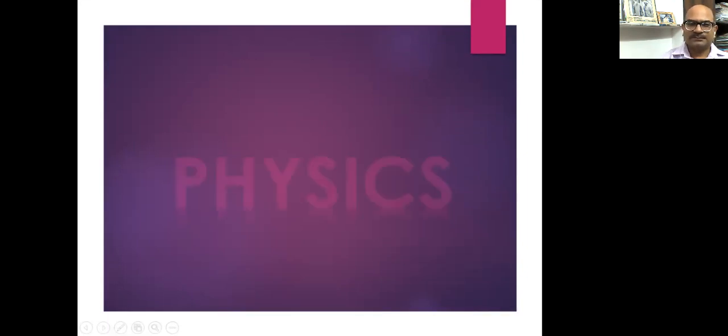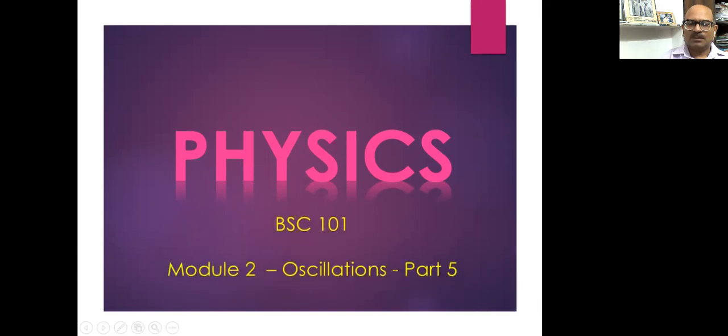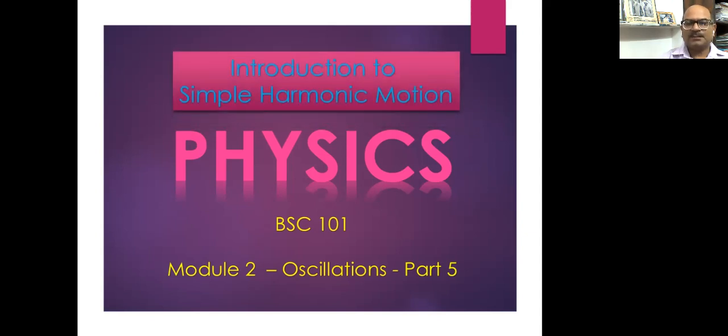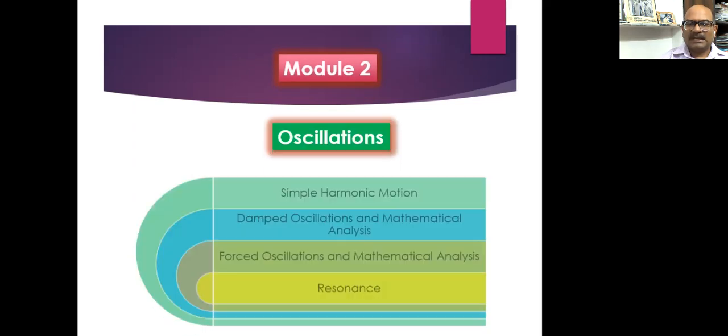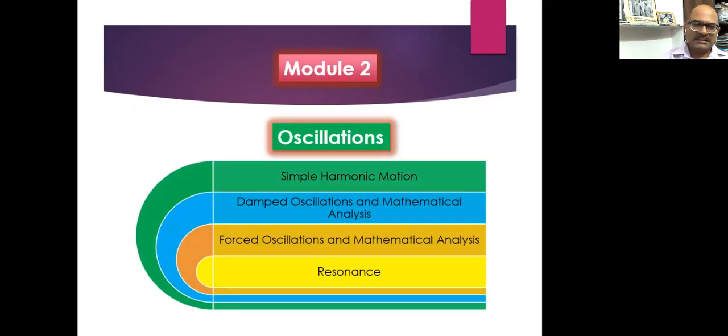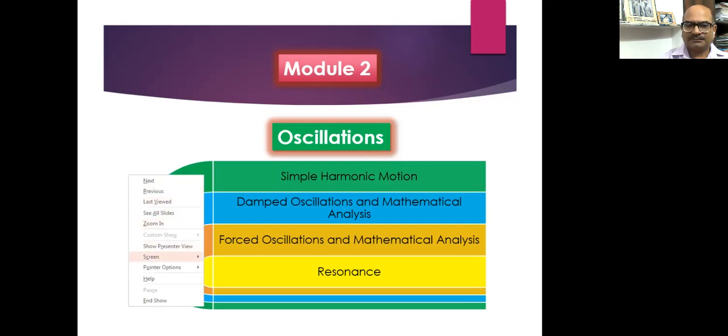And that is to find the restoring force. So we are into part 5 of module 2, oscillations, where we are discussing simple harmonic motion. Module 2 comprises different parts: simple harmonic motion, damped oscillations, forced oscillations and their mathematical analysis, resonance. But right now we are into this simple harmonic motion part.